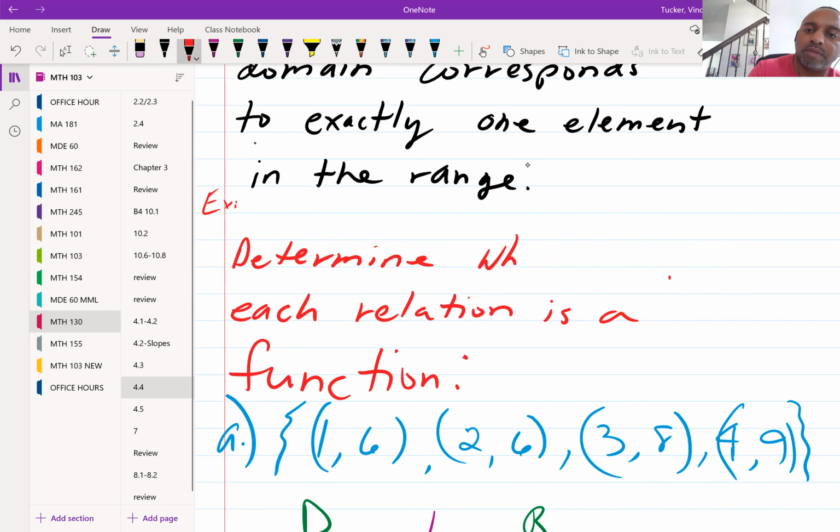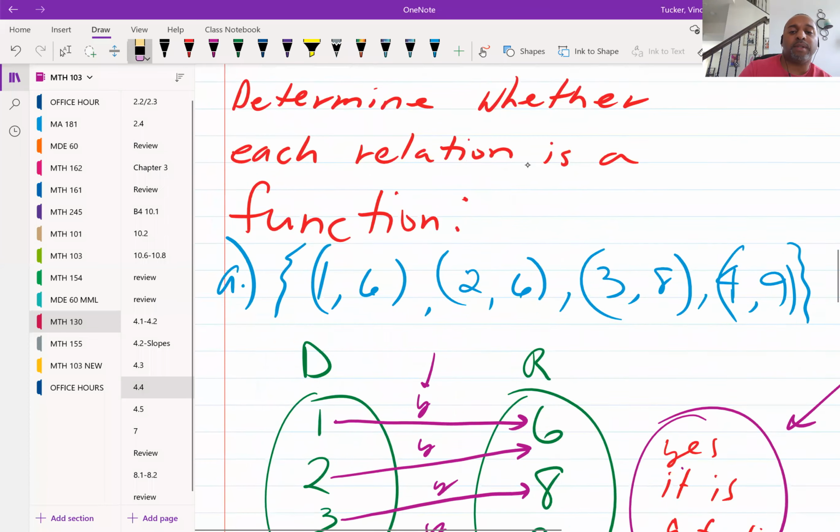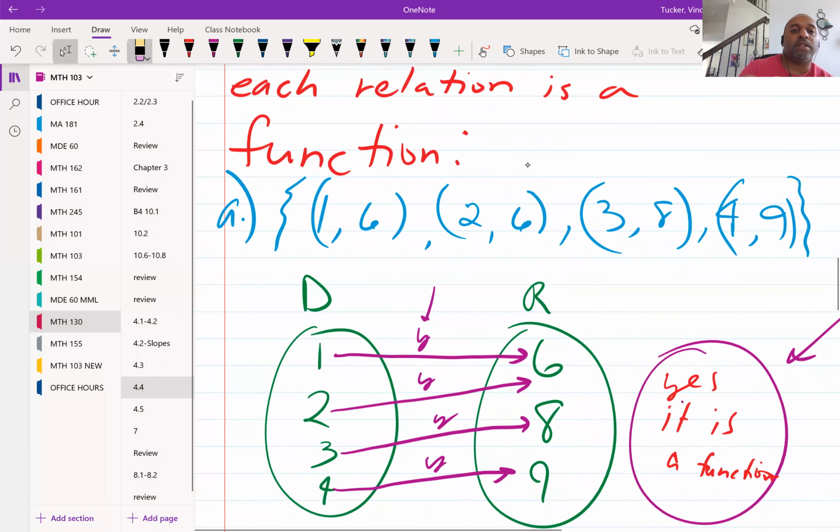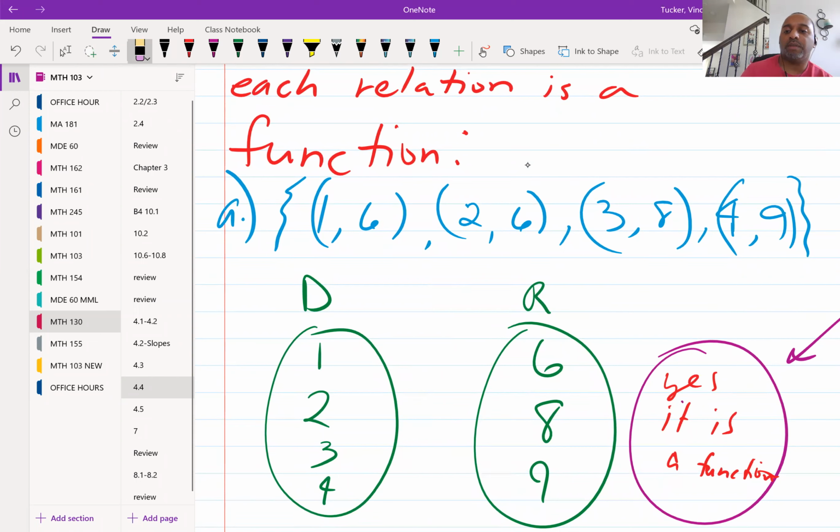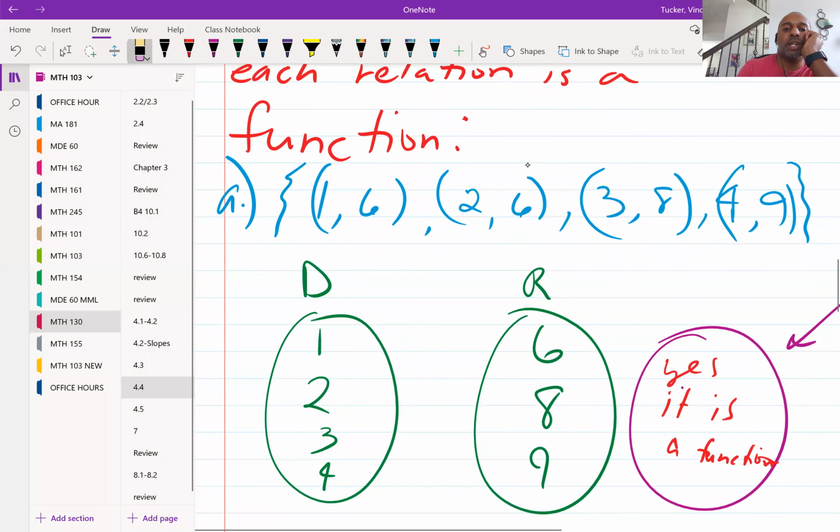And we'll write it over. All right, so we have the relation (1, 6), (2, 6), (3, 8), and (4, 9). And you want to know, does this represent a function or not? So one way we can do this is by setting up a mapping. And I'm going to erase this. Obviously the answer is over there in the purple circle, but I just want to show you how you would do it.